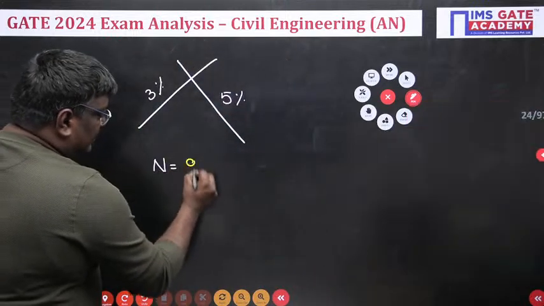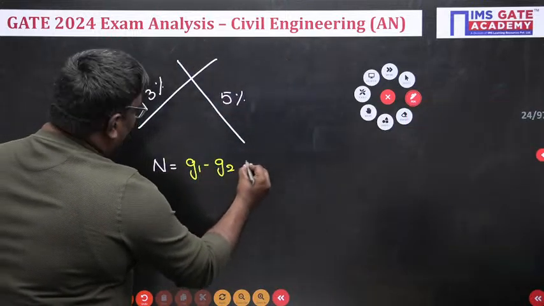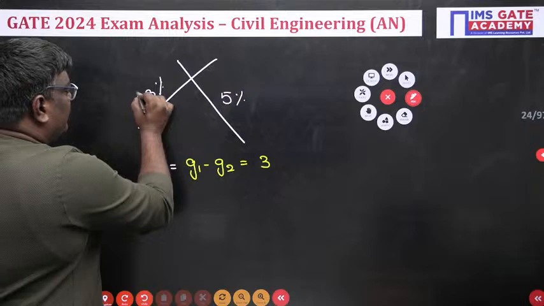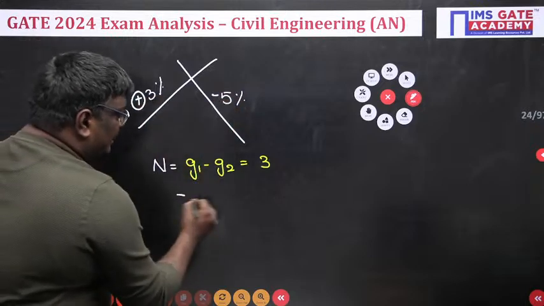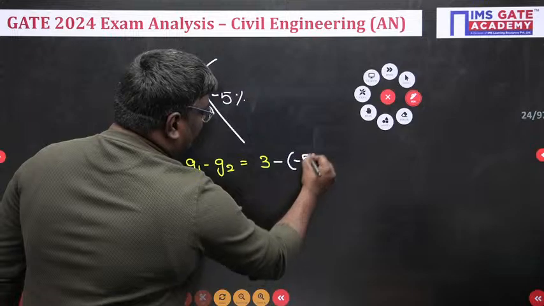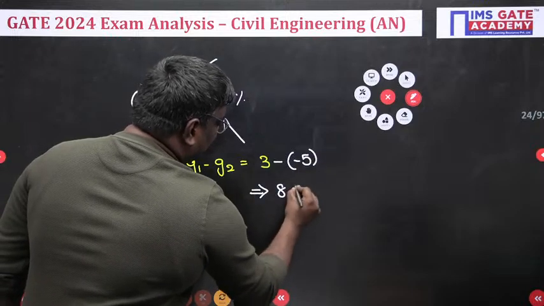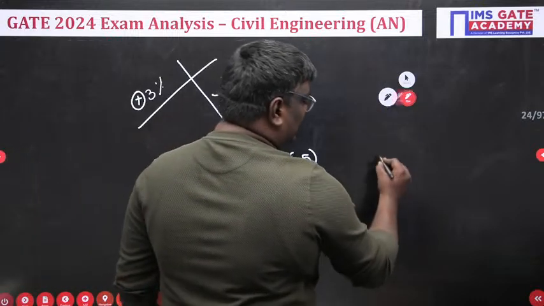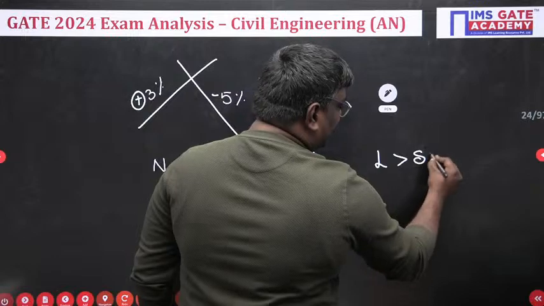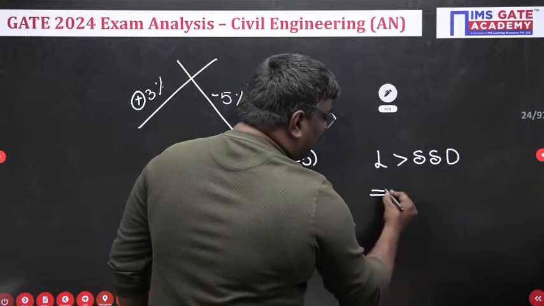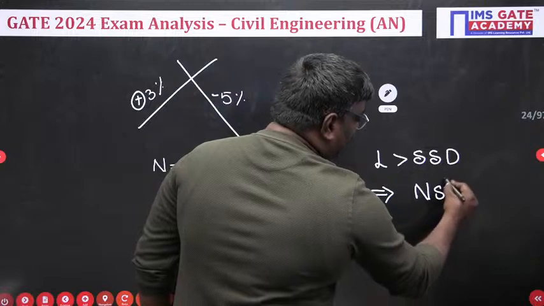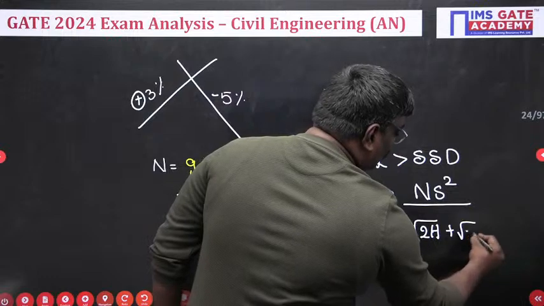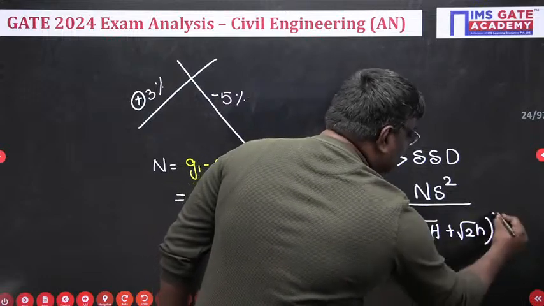The algebraic difference between the gradients is G1 minus G2. Always remember, my dear students, an ascending gradient will be positive and a descending gradient will be negative. So 3 minus of minus 5 will give you 8 percent. Now, when the length of the vertical curve L is greater than SSD, the formula we have is N S square upon root 2H plus root 2 small h whole square. This is the formula.